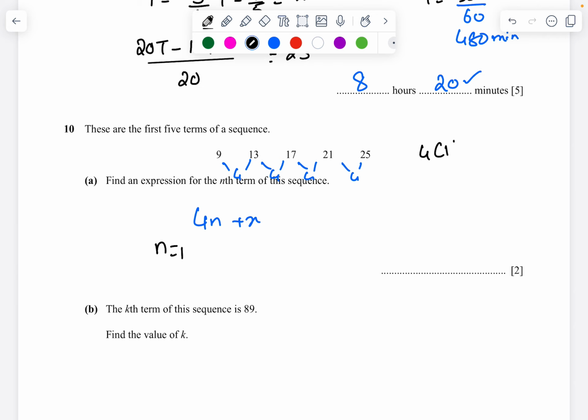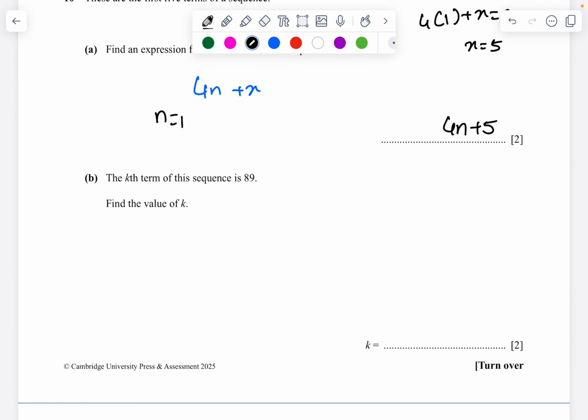4 times 1 plus x equals 9. So x equals 5. So what's going to be the answer? 4n plus 5. The kth term of the sequence is 89. Find the value of k.